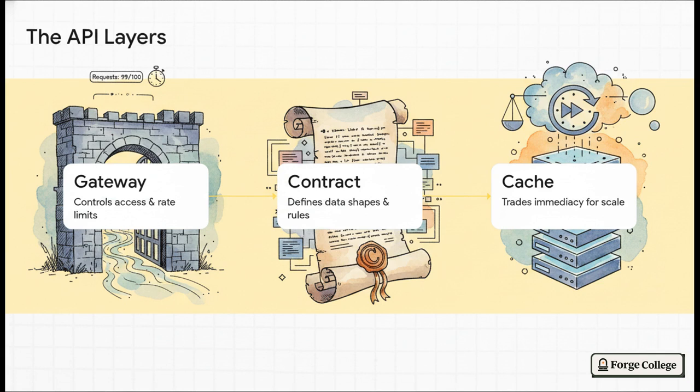Second is the contract, which is just strict rules about exactly what the data will look like when you get it. And third is the cache. This is a memory layer that saves recent answers to prevent the whole system from crashing under heavy load. The key takeaway? You are constantly trading perfect up to the second accuracy for massive global scale.